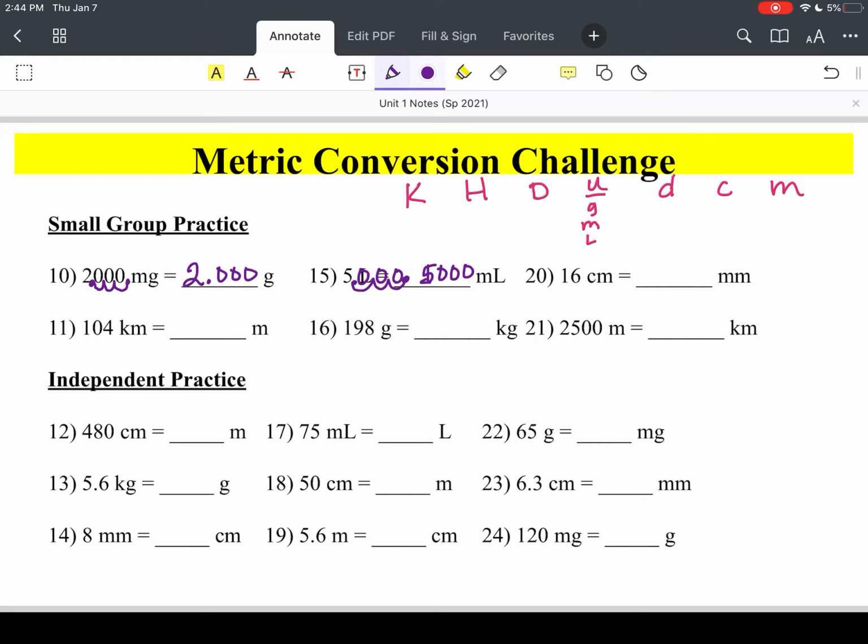I'm just going across. I know it's not really in order, sorry. 16, here's my decimal. We're going from centimeters to millimeters. That's just 1 to the right. Fill in my goose egg. 160.